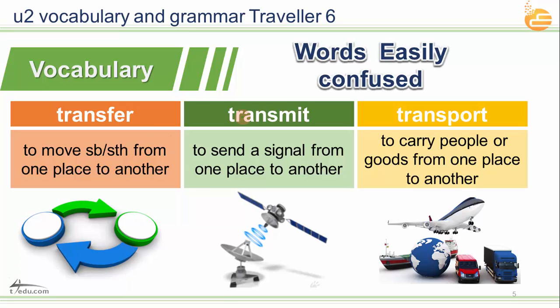Transmit, and you just remember satellites, space channels, TVs, and all this stuff. So to transmit is to send a signal from one place to another. And transport, when it comes to your mind, all kinds of transportation, it is to carry people or goods or things from one place to another, either by plane, by ship, by car, by truck, and also sometimes by train.